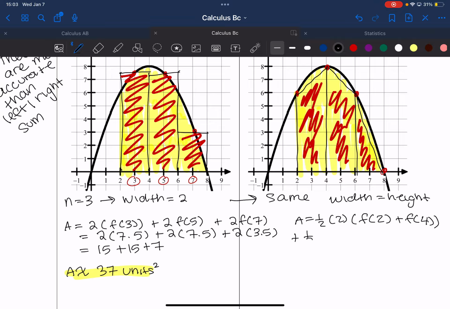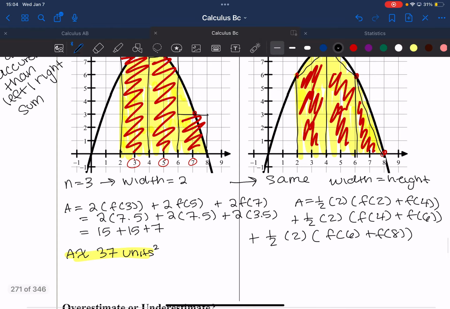Plus 1/2 times 2, and then we're going to look at the next part that we connected, which was 4 to 6. So this is f of 4 plus f of 6 plus 1/2. So we did our first 2 trapezoids. We have that last one times 2 times f of 6 plus f of 8, the last 2 points that we connected. You would plug it in to find those values, and we end up getting 14 plus 14 plus 6, which means our area approximation is 34 units squared.